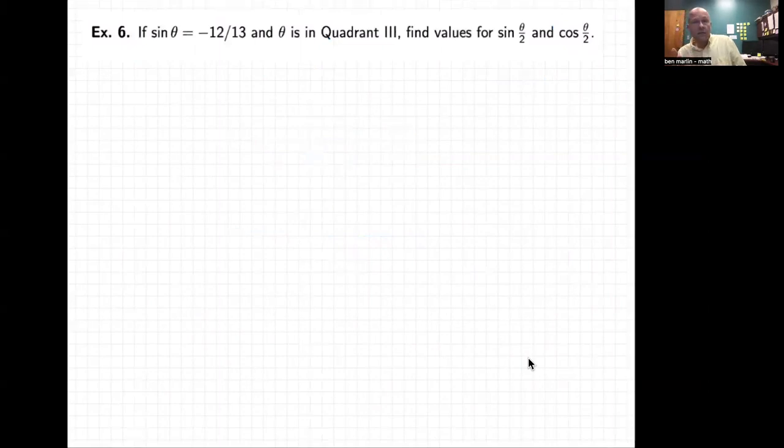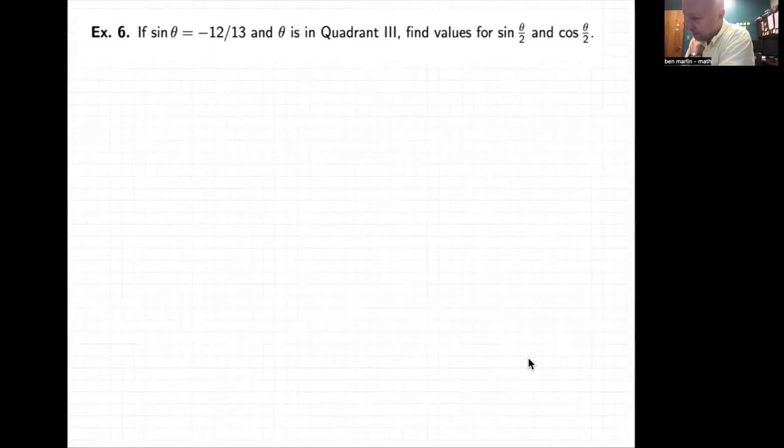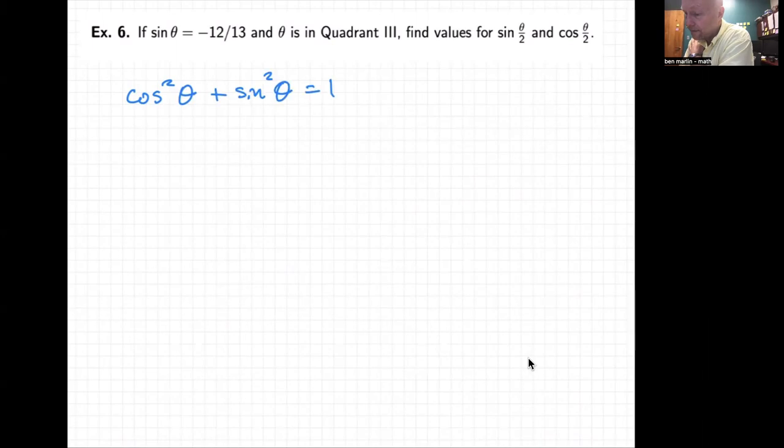Okay, same sort of thing here. And again, one that would be a good idea for you to try on your own and come back to it. So we're going to need to know what the cosine of theta is equal to in order to use either of our formulas. So one way we can do that is to say cosine squared theta plus sine squared theta equals 1. And I know the value of sine theta.